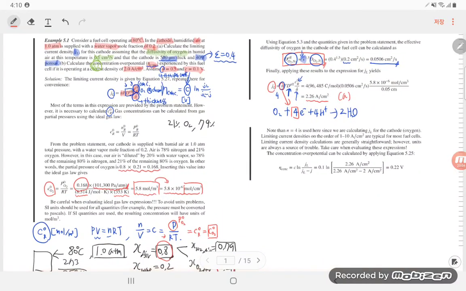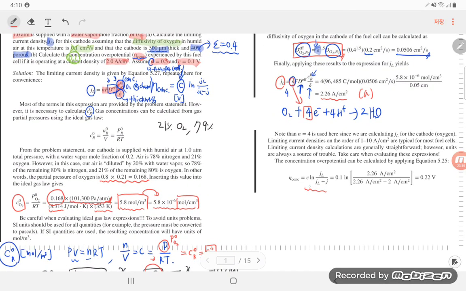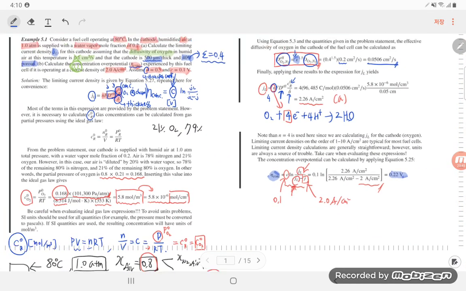For calculating the concentration overpotential, we should use the other equation. Here, as I said, this is 0.1 volt, and JL we already obtained, so you can insert the value here. And what is J? J is the operating current density, which is 2.0 amperes per square centimeter. So finally, we can get the concentration overpotential, or the concentration loss, from this calculation.